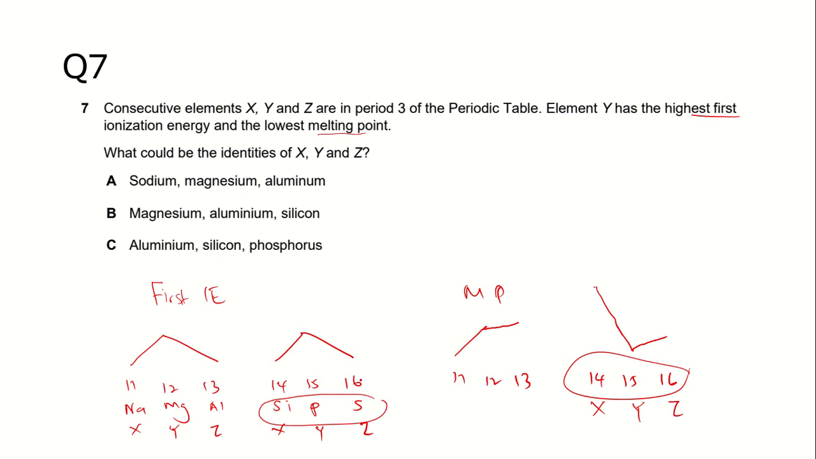So let's look at the answer. It should be silicon, phosphorus, and sulfur. Sorry, I missed out answer D. The answer should be D, silicon, phosphorus, and sulfur. So the answer to question 7 is D.